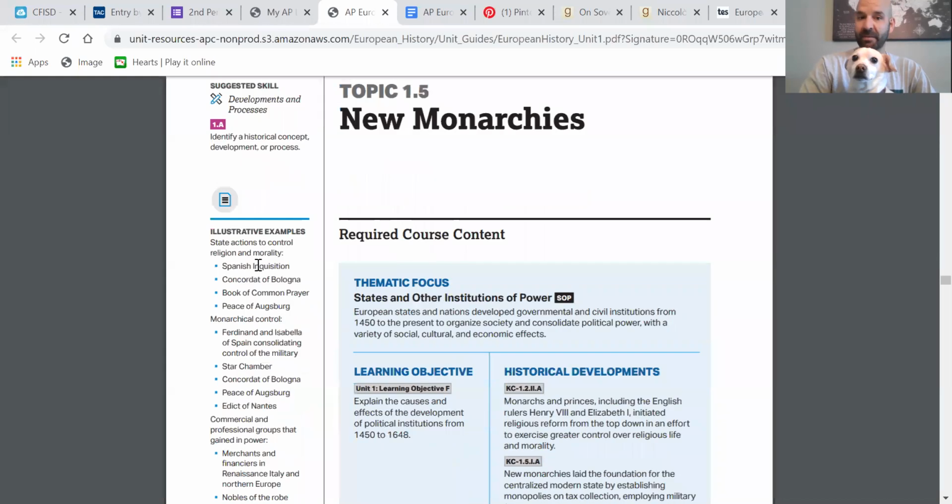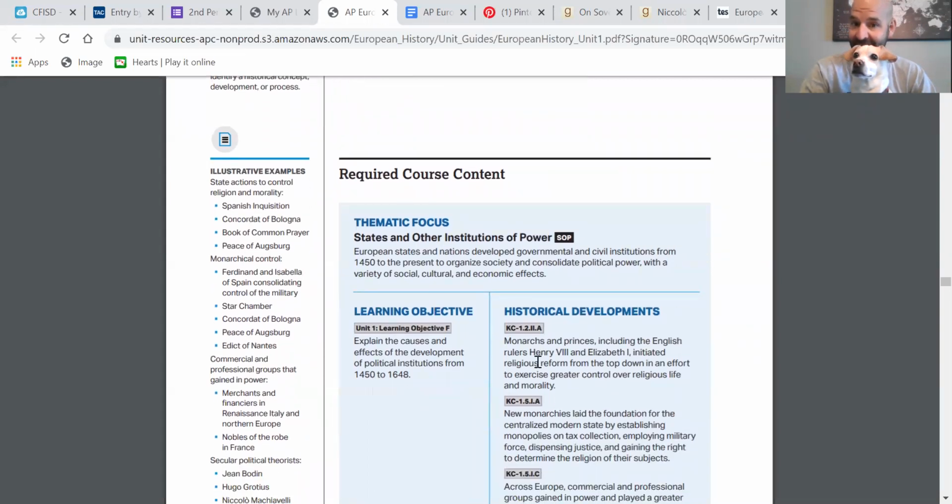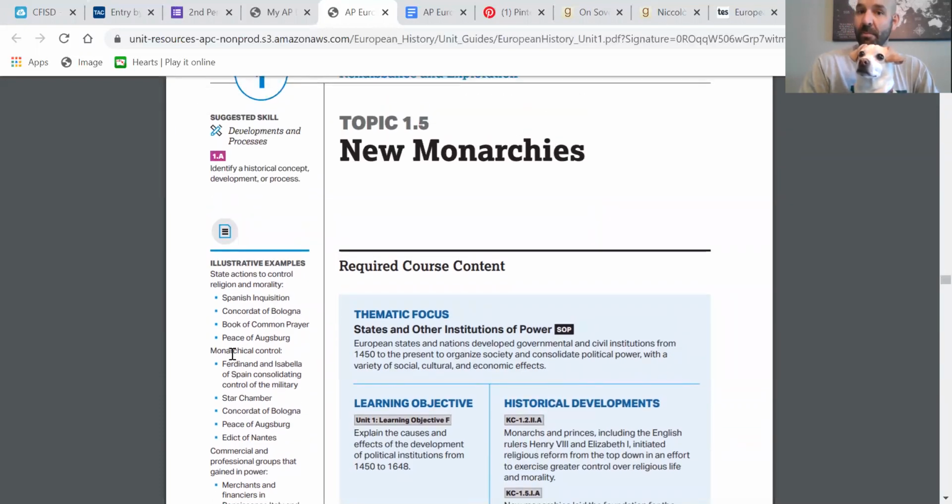Now, a quick note about this. On the left-hand side here, you will see illustrative examples. Illustrative examples mean these are good examples of a particular concept or topic. They are not necessarily required to know, but certainly they are helpful examples of a larger, big picture sort of thing. Now, if you see a name actually appear in this part, the blue, the course description, Henry VIII and Elizabeth I, you better know what they did for sure because they can be on the test. That's fair game. Okay, so we're going to talk 1.5 through 1.7.